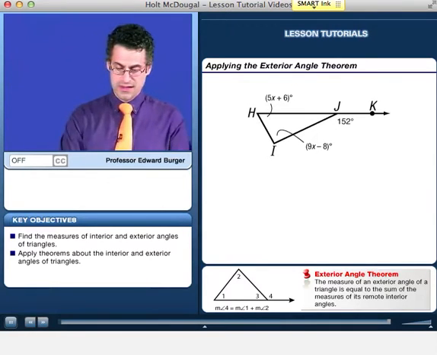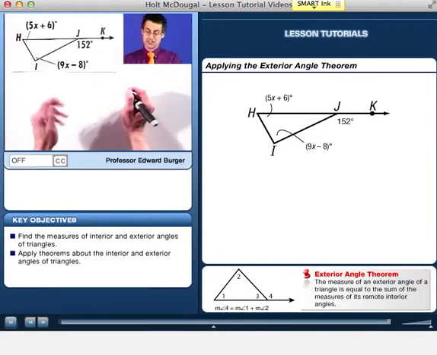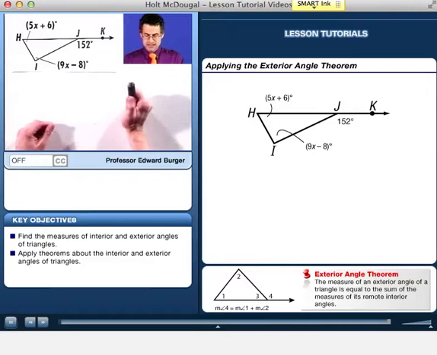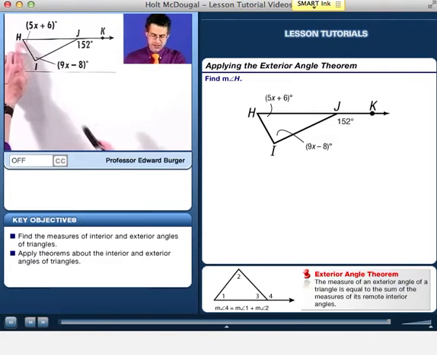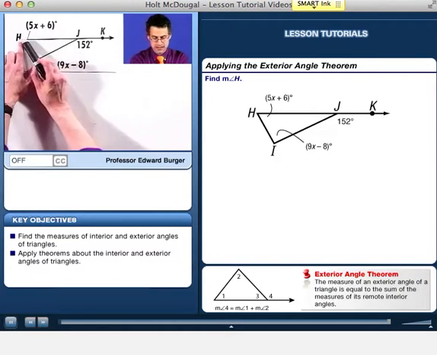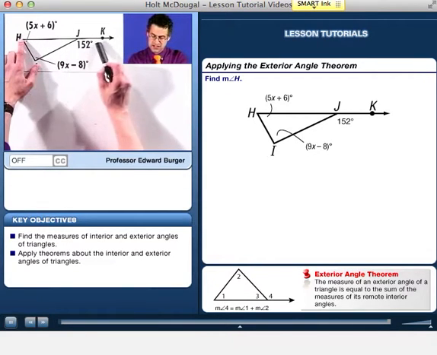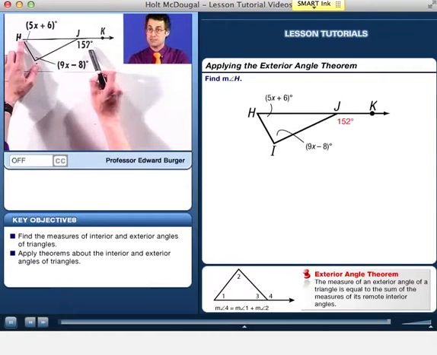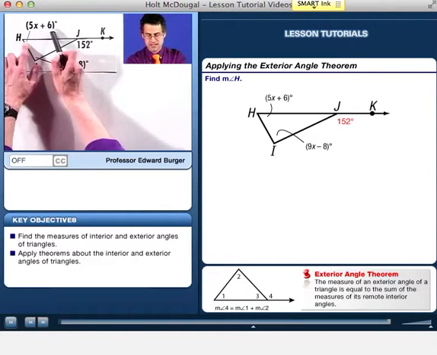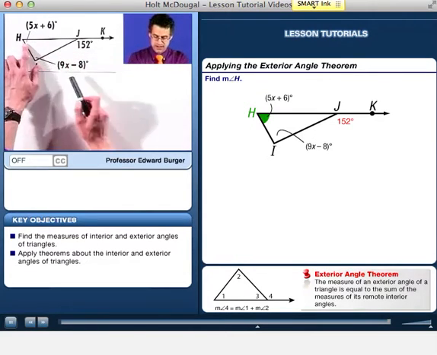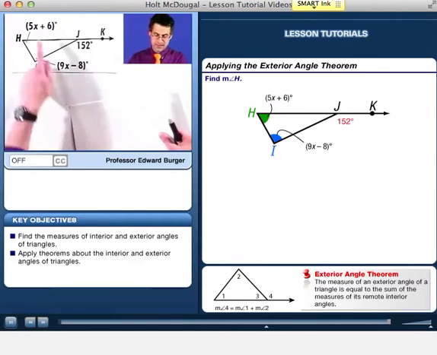Look at this one. This is a really complicated looking figure, but once we think about it, we're going to be able to understand everything. The question is, let's find the measure of angle H. That's right here. But let's parse all the information. I've got this triangle, and this particular side has been extended to this ray, and I'm told that this exterior angle is 152 degrees in measure. I also know that the measure of this mysterious angle H can be expressed as 5x plus 6 degrees for some unknown x, and this other remote angle has a measure of 9x minus 8 degrees, where, again, the x is the same x.